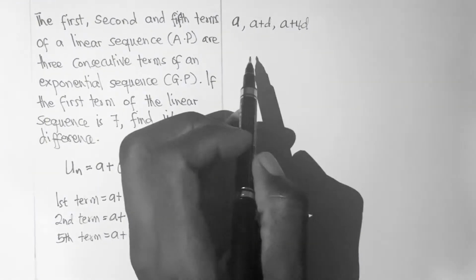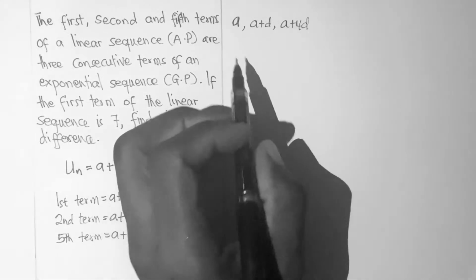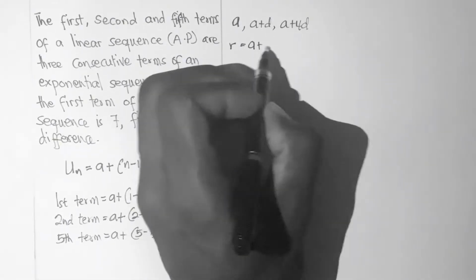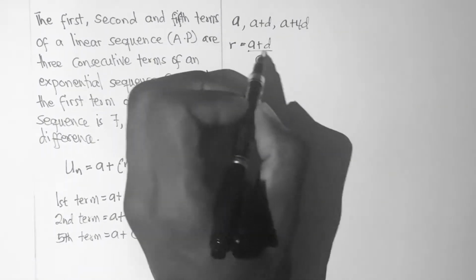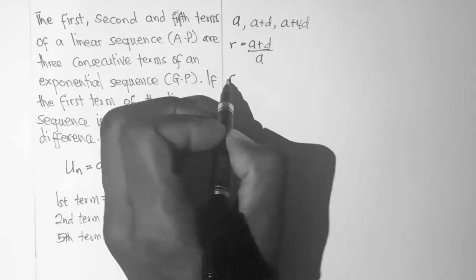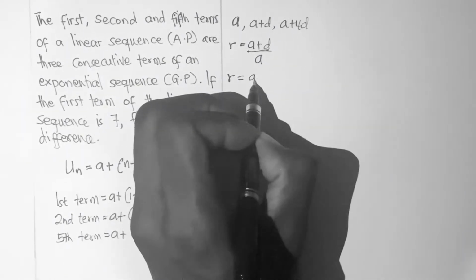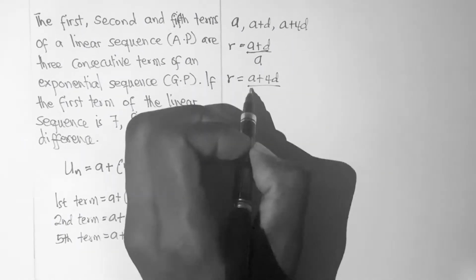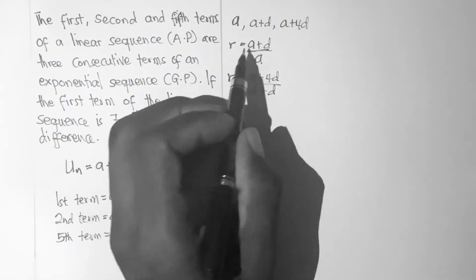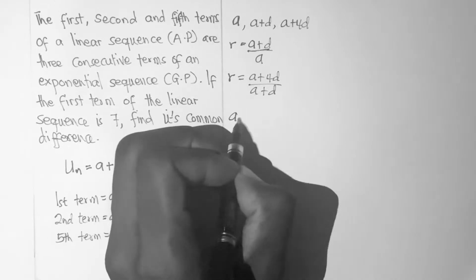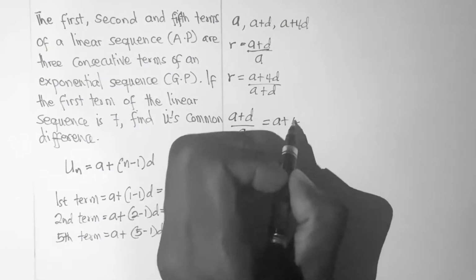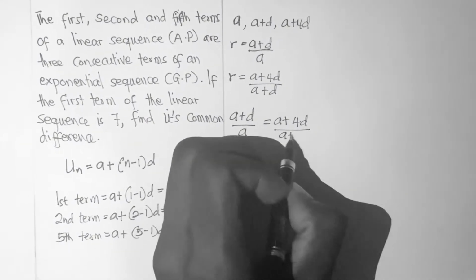So since this is a geometric sequence, what we can find is the common ratio. Now the common ratio is the second term divided by the first term. So that is a plus d divided by a. Now we can also find the common ratio between these two terms. So another expression for the common ratio is a plus 4d divided by a plus d. So this means that this is a common ratio, this is a common ratio. So we can equate these two equations. So a plus d divided by a is equal to a plus 4d divided by a plus d.